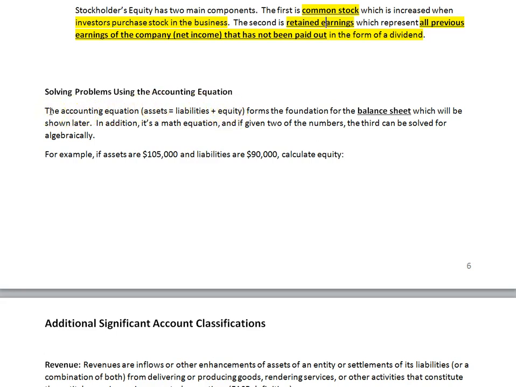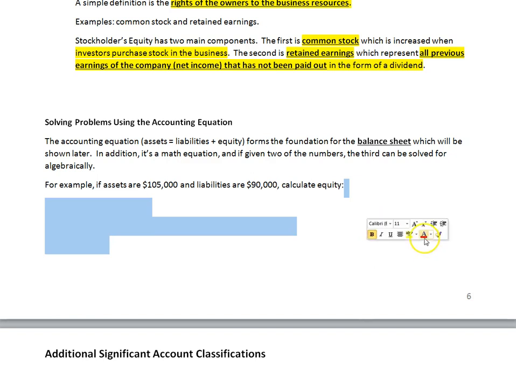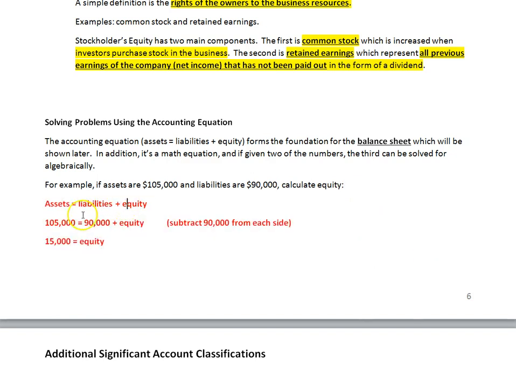Alright, the accounting equation, assets equal liabilities plus equity, forms the foundation for the balance sheet, which we're going to see later. It's also a math equation. So if they give you 2 of the numbers, you can solve for the 3rd one. This is very simple algebra. So assets equal liabilities plus equity. If we know assets are 105 and liabilities are 90, we can solve for equity. All we need to do is subtract the 90 from each side. We do that, we get equity is equal to 15,000.